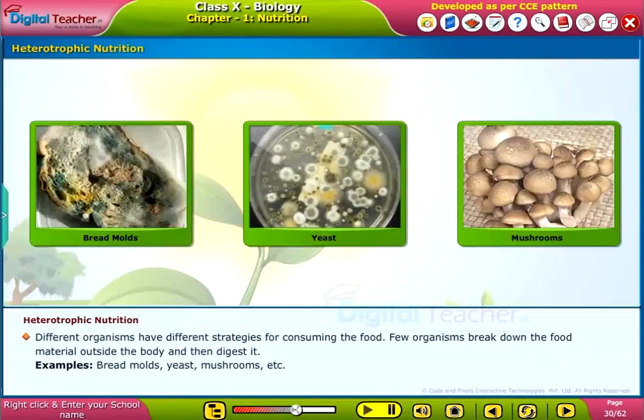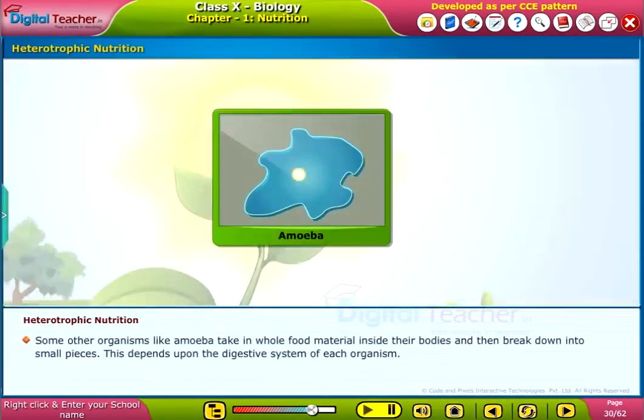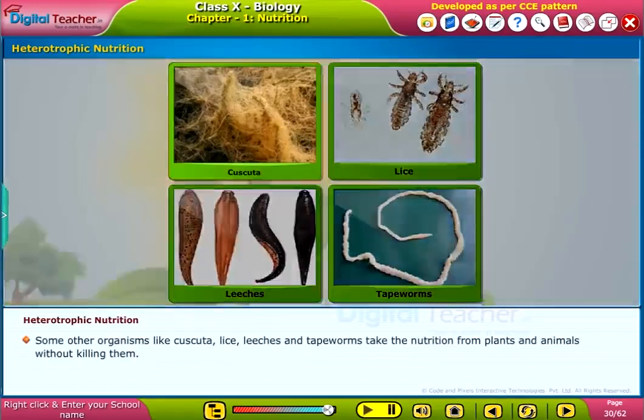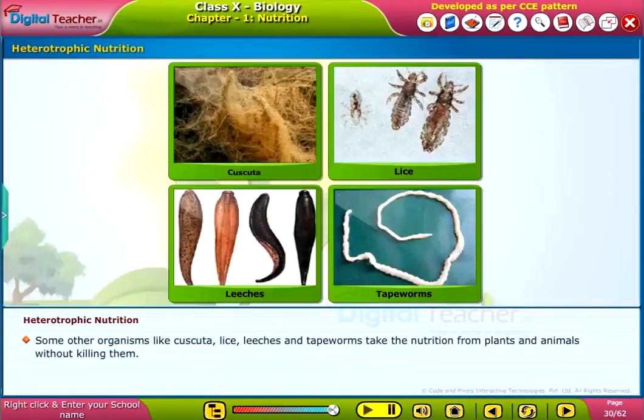Different organisms have different strategies for consuming food. Few organisms break down the food material outside the body and then digest it. Examples: bread molds, yeast, mushrooms, etc. Some other organisms like amoeba take in whole food material inside their bodies and then break it down into small pieces. This depends upon the digestive system of each organism. Some other organisms like Cuscuta, lice, leeches and tapeworms take the nutrition from plants and animals without killing them. Let us learn how organisms obtain their nutrition.